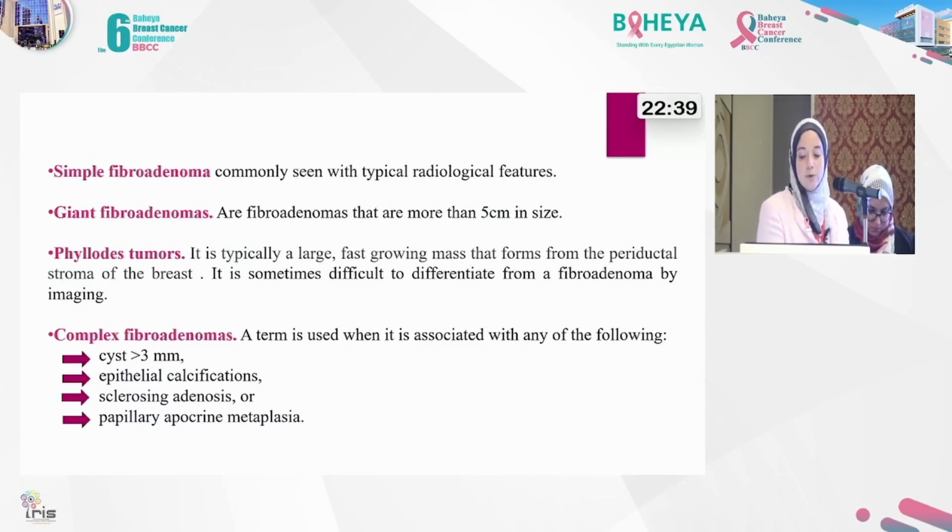mass that forms from the periductal stroma of the breast. It's sometimes difficult to differentiate a fibroadenoma from a phyllodes tumor on imaging. The last category, a complex fibroadenoma, is a term that is used when there are associated cystic changes that are more than 3 millimeters, epithelial calcifications, sclerosing adenosis, or papillary apocrine metaplasia.